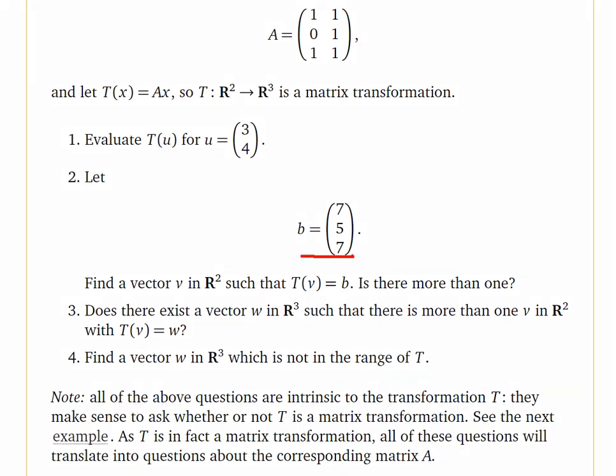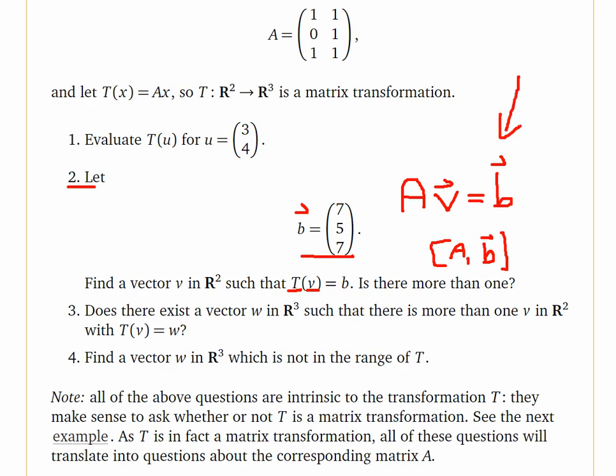They're saying, what if I have the vector b that lives in the codomain? Find a vector v such that the transformation T sends it to b. Well, now I'm solving the matrix equation A times the vector v equals b. So I row reduce the augmented matrix where I augment A with this vector b. And so again, this question number 2 about the transformation is just asking questions about matrix operations.